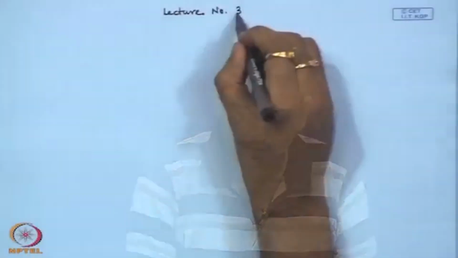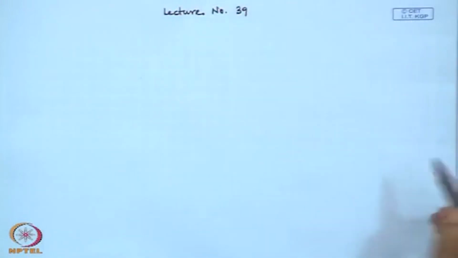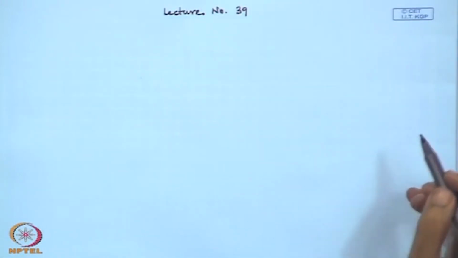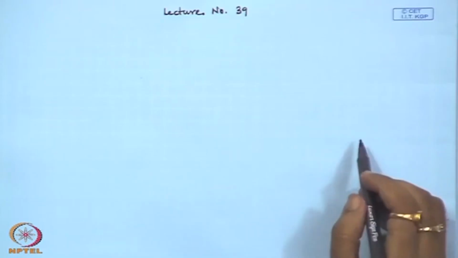Welcome to lecture number 39 of this groundwater hydrology course. In the last lecture we have seen that regional scale development of groundwater, in that one important aspect is conjunctive use of surface water and groundwater. In this particular lecture, we will try to cover that aspect.